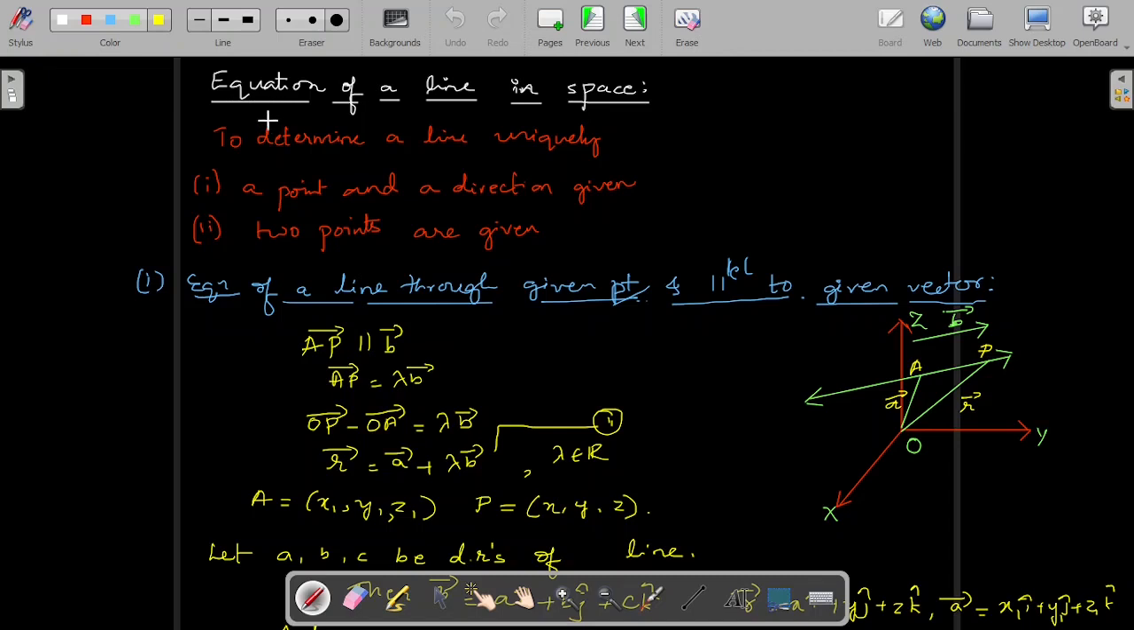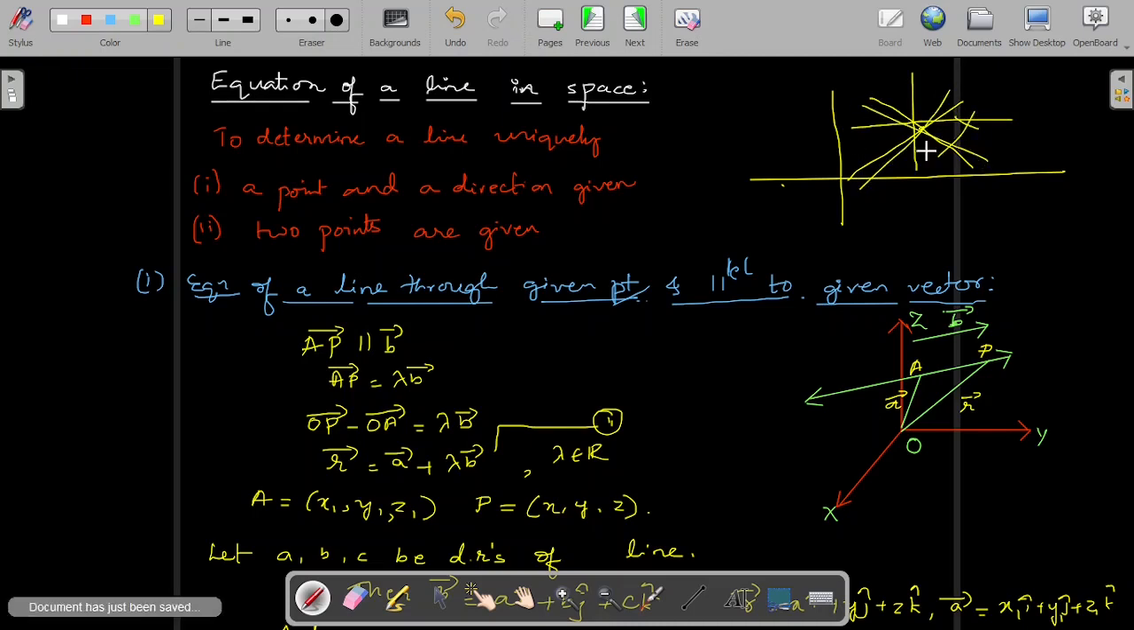Now we move on to the equation of a line in space. If you want to determine a line uniquely, there should be two conditions given. One is a point and a direction, or else 2 points are given. Only in that case can you draw a line uniquely. Suppose I have given you only 1 point, then there are infinitely many lines passing through that point. So 1 point is not enough to draw a unique line. Unique means there is only one line passing through that point, which is not possible.